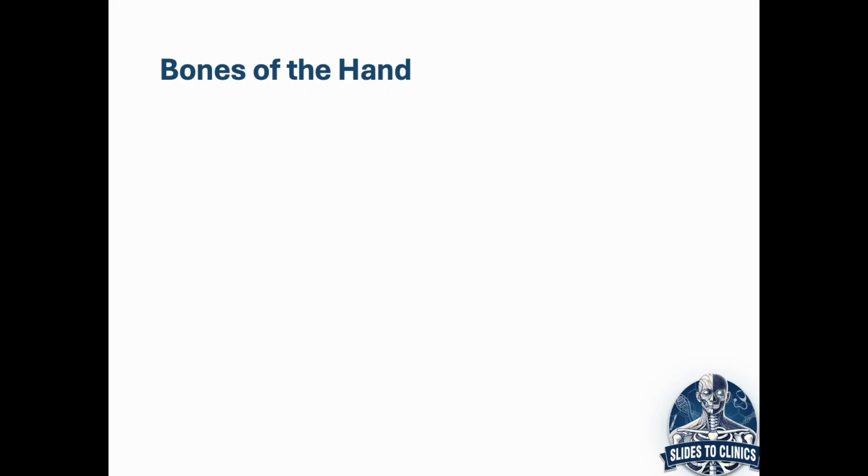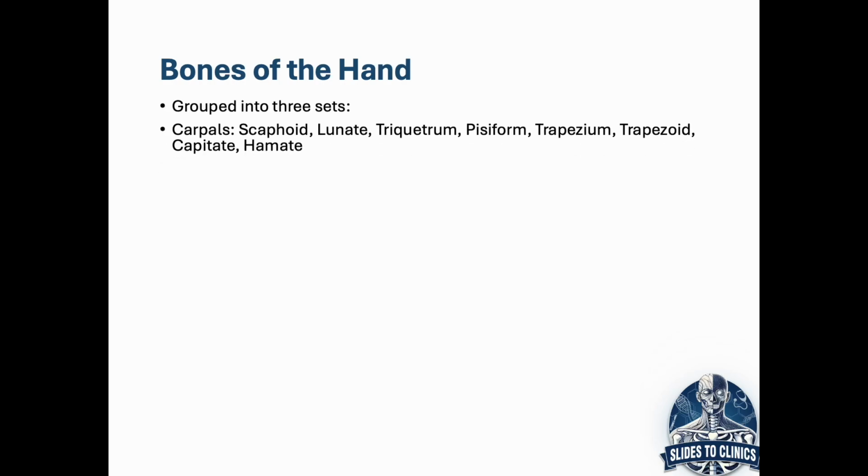Let's start with the bones of the hand, alright? Now, it's easier to say the bones of the hand are the scaffolding of the hand. And for us to understand them very well, it's easier to group them into three categories.